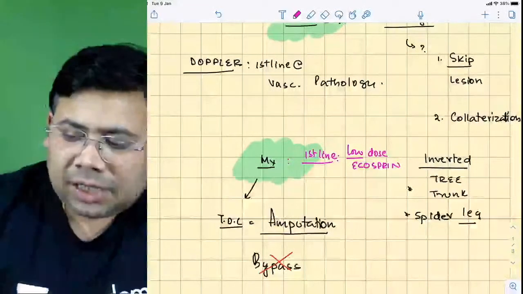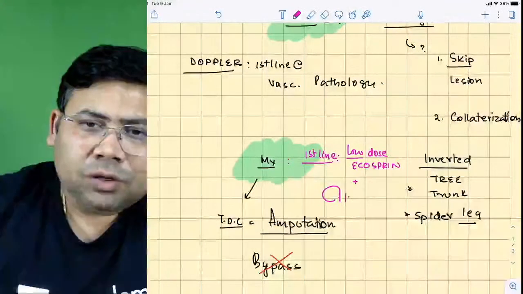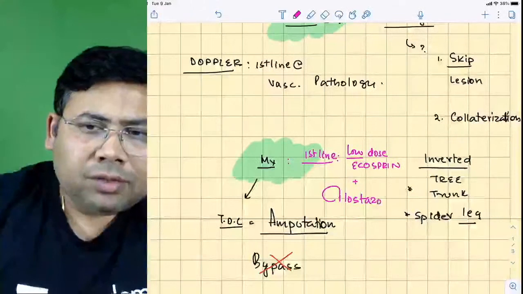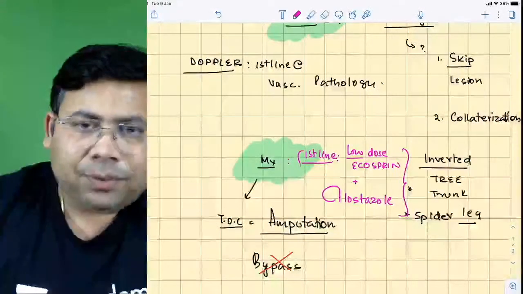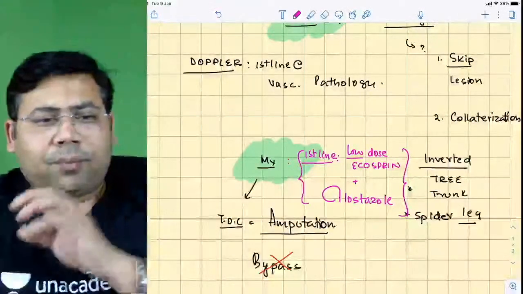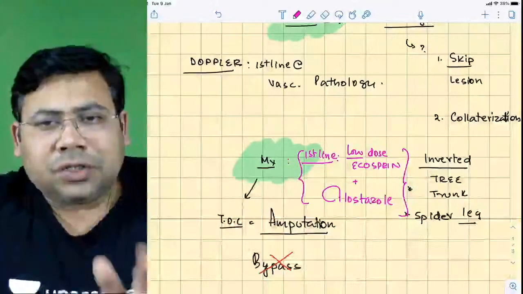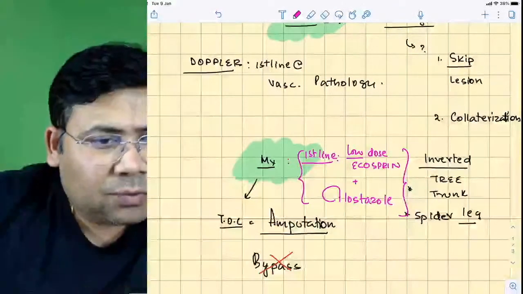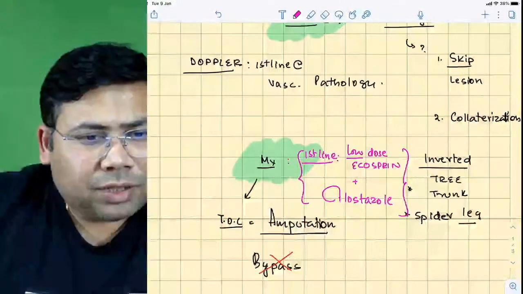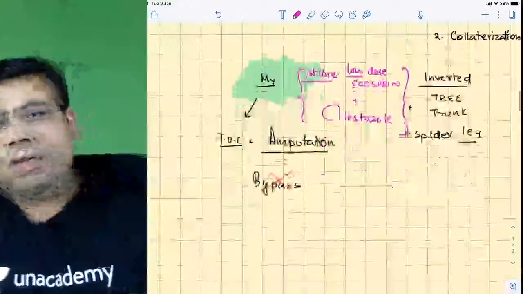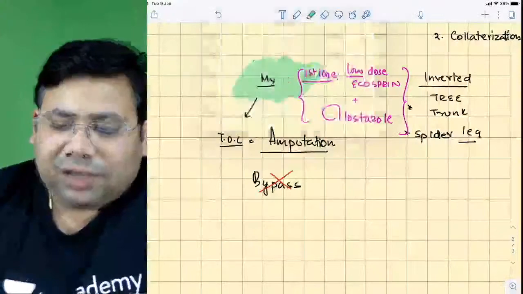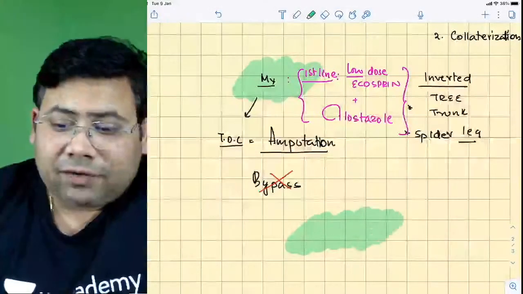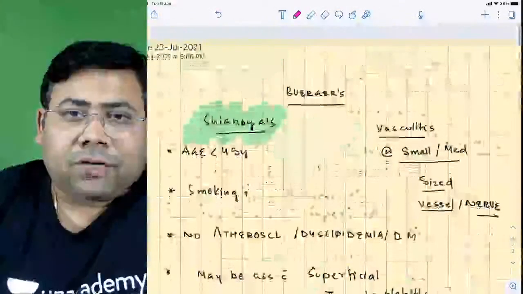What else along with that? Cilostazol. And advise the patient to stop smoking. If the patient is not following this, you will definitely see problems. Sir, why are smokers developing TAO? Try to understand. Smokers are affected with TAO. Why are smokers affected? First try to understand what TAO is.